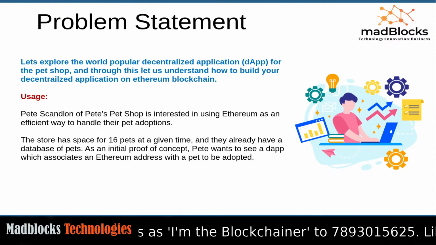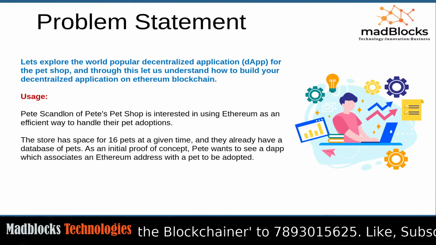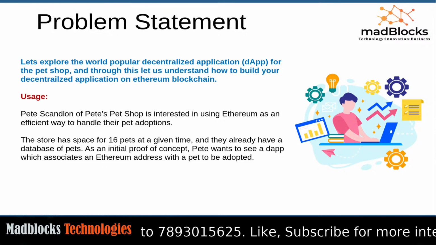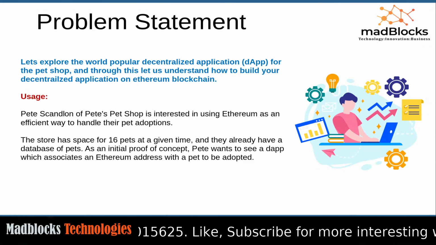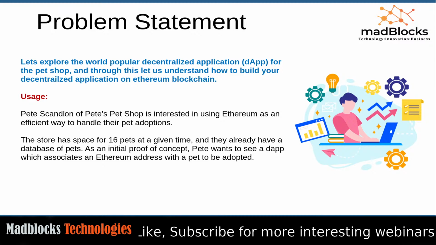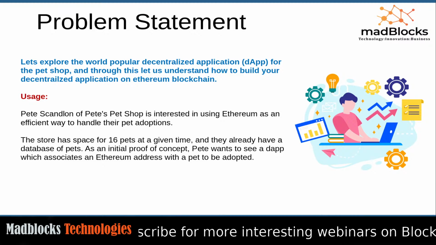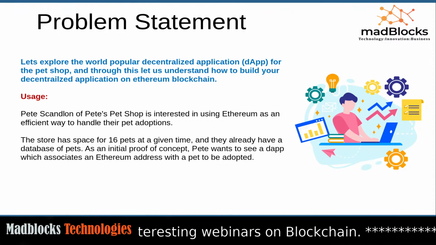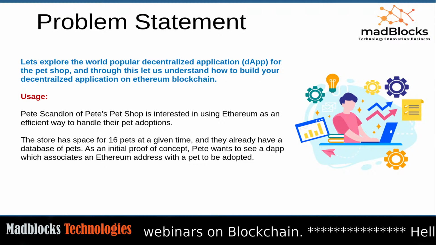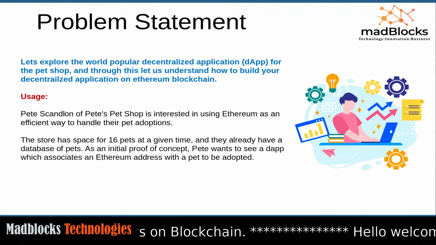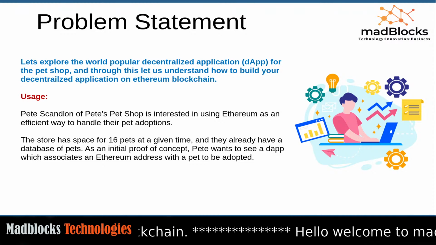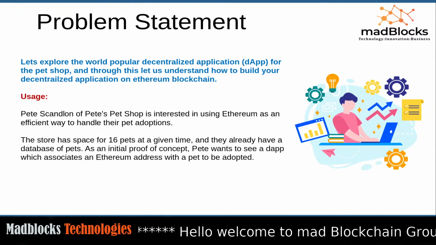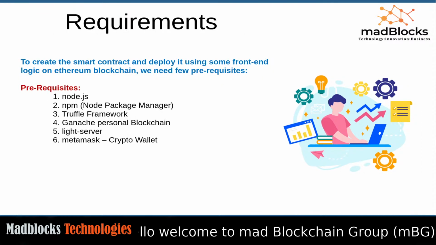So the main concept here is we have to create a decentralized app for the pet shop. You will have 16 different types of dogs available in the pet shop. We want to create a user interface, and from the user interface connect it with the blockchain server. As of now, the blockchain server is Ganache, which is running on the back end of my system, and that Ganache is connected with my Metamask crypto wallet, which was already connected in step 1. I'll be using that Metamask and this Ganache blockchain server in order to deploy this application. Okay, let me jump into step 1.